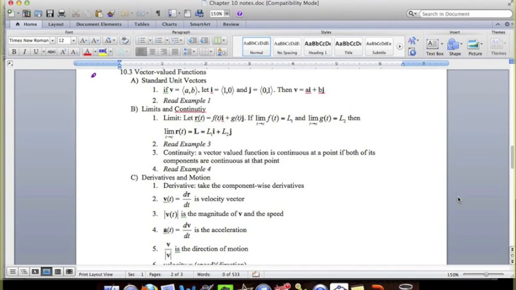Today we're going to be looking at section 3, which is more about vectors. The last lesson was just kind of a review of what vectors are and how they work. Today we're going to start doing calculus on the vectors.